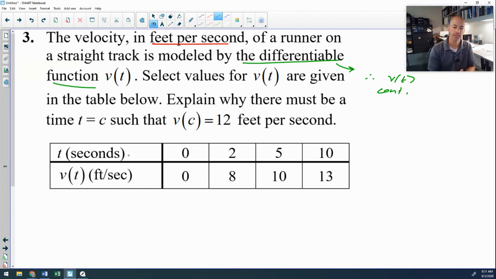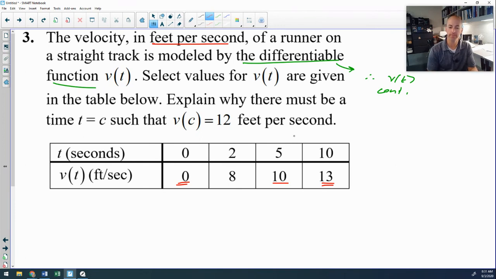Okay, select values for v are given, and they want you to show that the velocity equals 12 somewhere on this interval 0 to 10. I probably should have included "on the interval 0 to 10," but that's kind of superfluous. Okay, so this one's going to be actually pretty easy because we don't have to find the values. They've given us the values, and I can see that on the interval 5 to 10, I travel from 10 to 13. You could also look on the whole interval 0 to 10, where we go from 0 to 13. Heck, we could even go from 8 to 13.